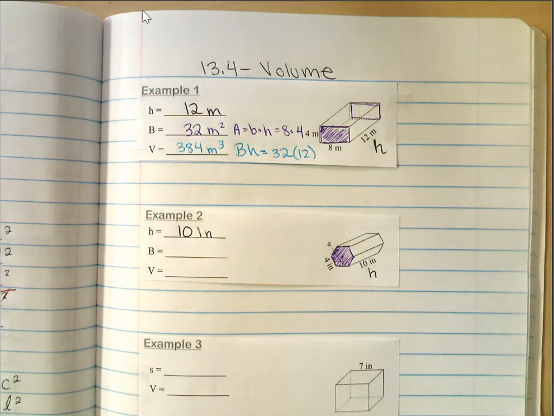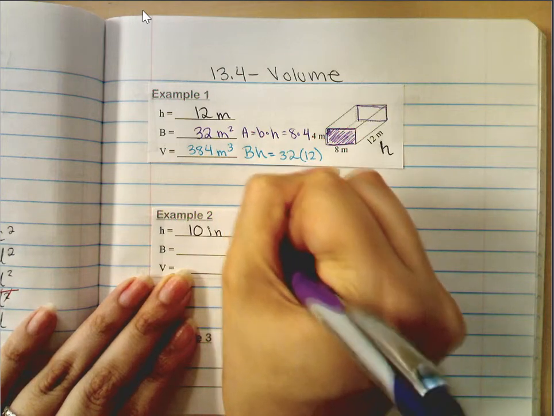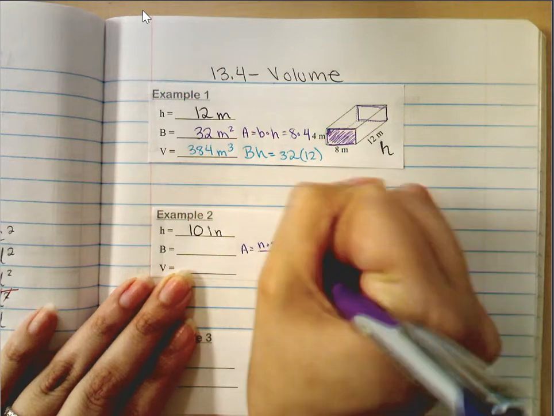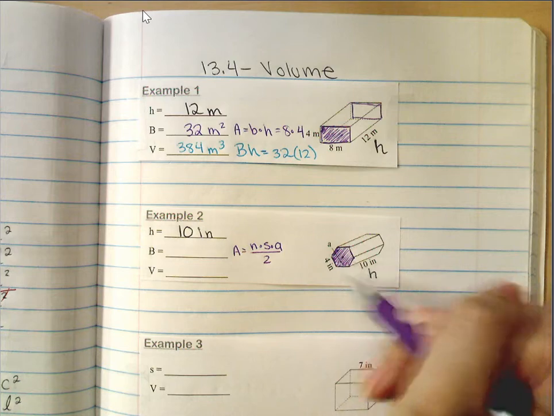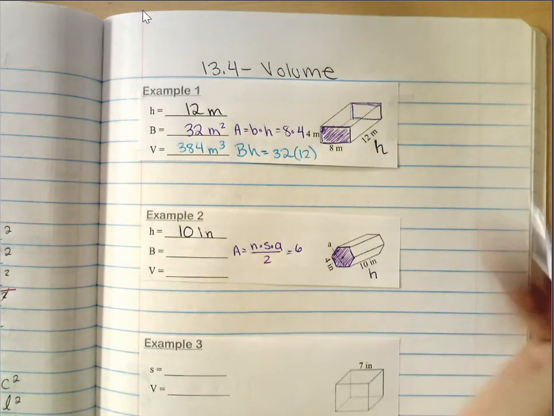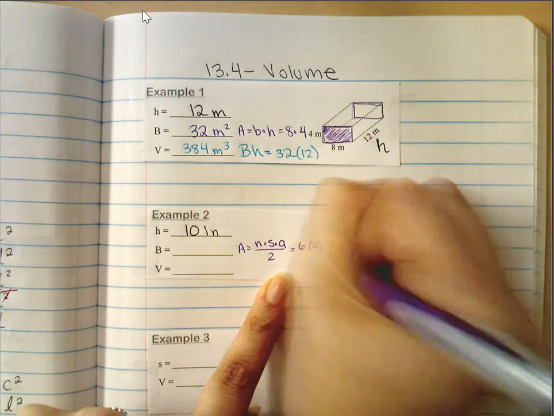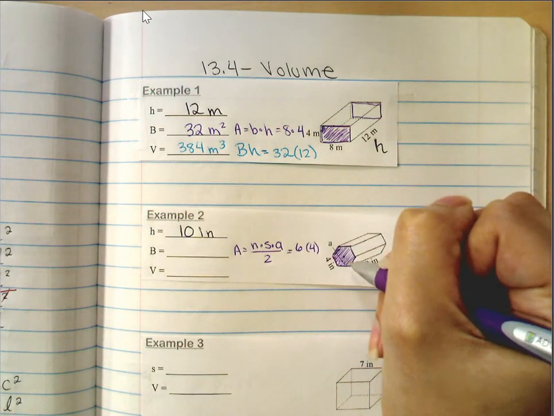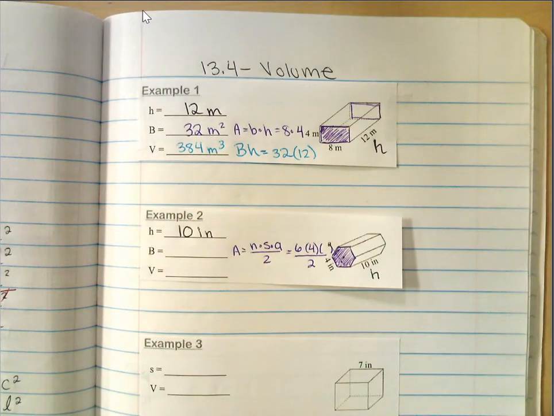That's a regular polygon, so the area for a regular polygon is NSA divided by 2. N is the number of sides. It's a hexagon, so it's 6 sides. S is the side length, it's right here, that's 4. A is the apothem, which is this dotted line right here, and I don't have that. I'm going to have to solve for that, so I'm going to leave a space right here, and then divided by 2. So I have to find the apothem.